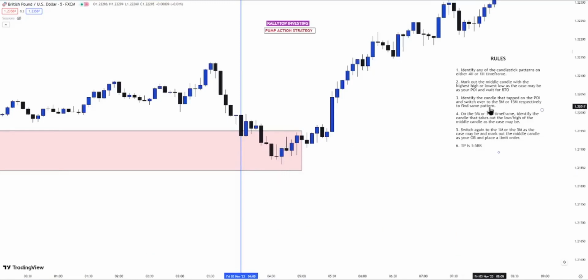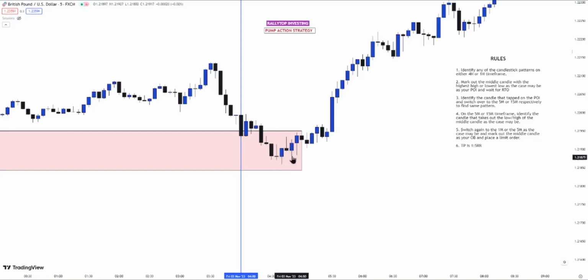This is rule number 3. Identify the candle that tapped on. We have done that. This is rule number 4. On the 5M or 15M time frame, identify the candle that takes out the low or high of the middle candle, as the case may be. Now, this is the middle candle. This is the one that has printed the lowest low. All right. And this candle took out the high of this middle candle. Can you see that? Now, remember, it may take out the high or low with a candle closure or with a candle wick is still valid.